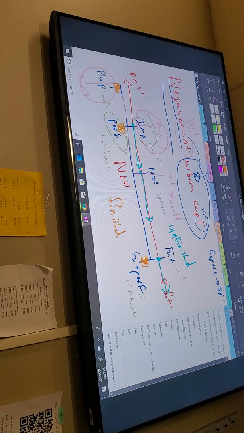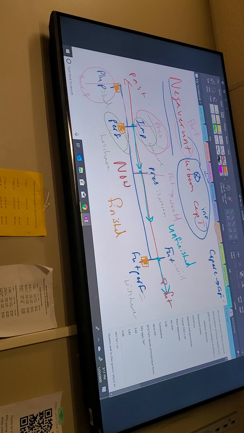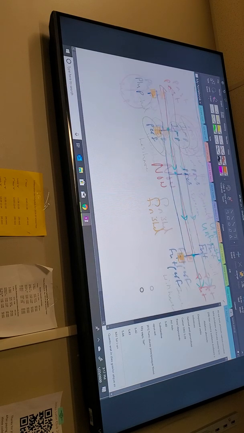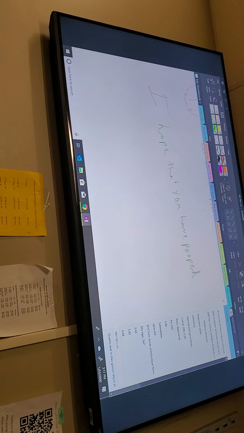Okay, so that means if our main verb is perfect, we're going to translate our perfect infinitive as pluperfect. That's all that means. Okay, so let's do it this way. I hope that you have pooped. Whomever you would like for me to be speaking to. Okay? I hope that you have pooped.